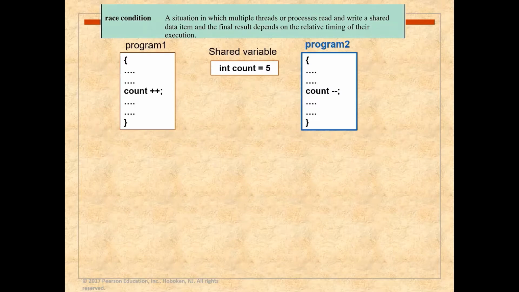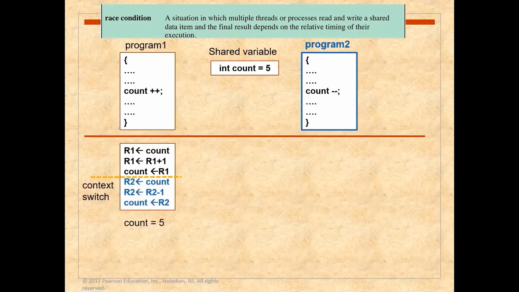We have two programs, program 1 and program 2, where program 1 is increasing the value of count, while program 2 is decreasing the value of count. The count is the shared variable, where the initial value is 5.